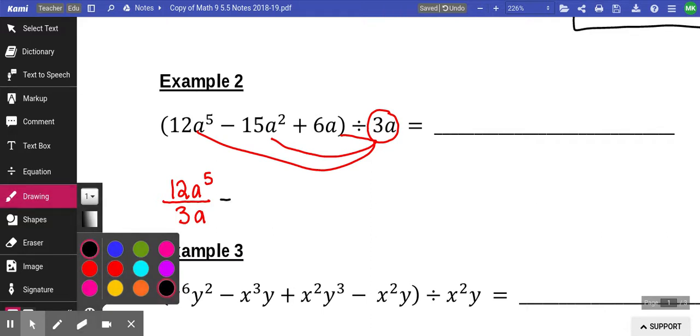The minus sign is there. Now doing 15a squared divided by 3a. Plus, I'm doing 6a divided by 3a.